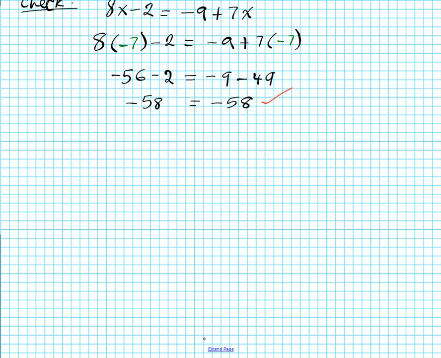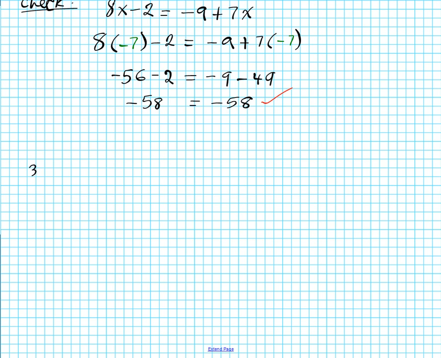Okay, now we're going to up the level of difficulty slightly. We're going to work on problems that have parentheses in them. So we're just going to add an additional little layer of complexity to the whole process. Okay? So let's try this one now.